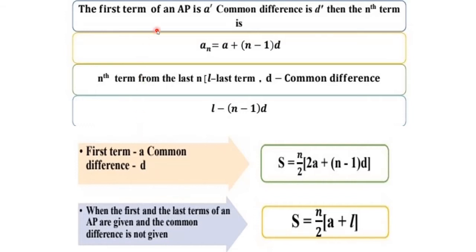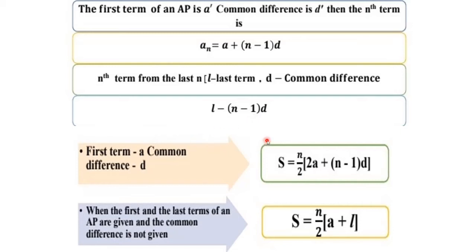From all the previous classes, what are all the formulas we studied, children? First we saw the nth term formula: when the first term of an AP is a and the common difference is d, the nth term is defined as an is equal to a plus n minus 1 into d. When the nth term from the last is asked, that is from the end of the progression, then you have to use the formula l minus n minus 1 into d.